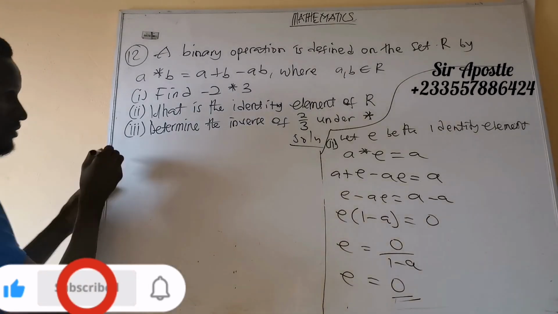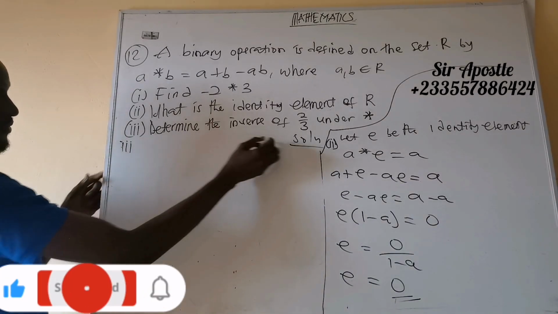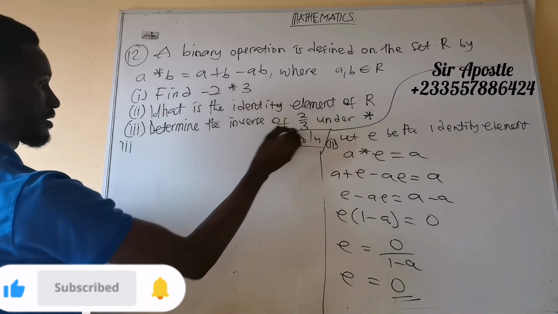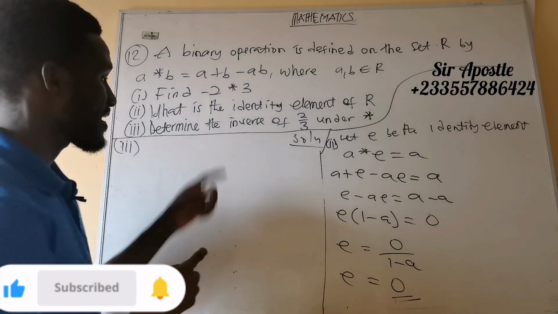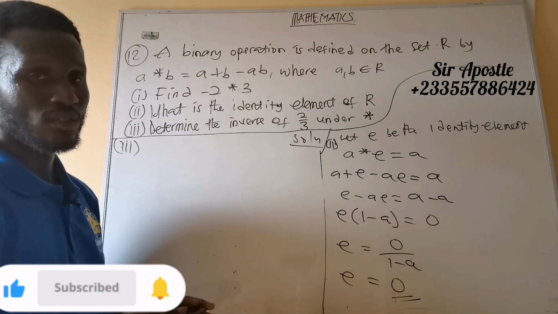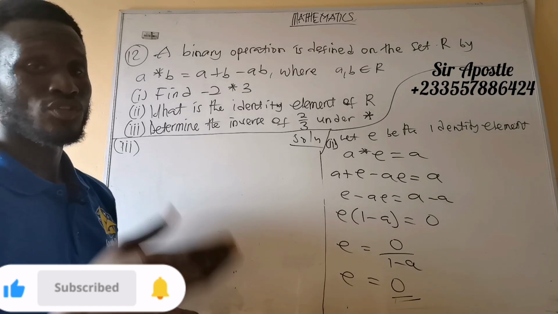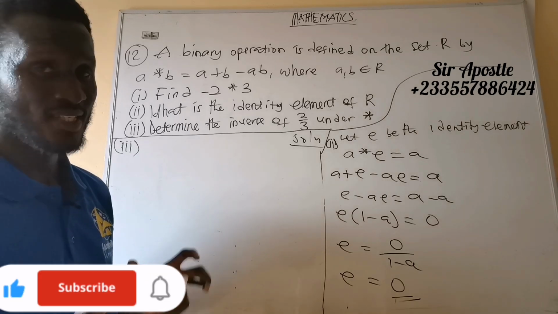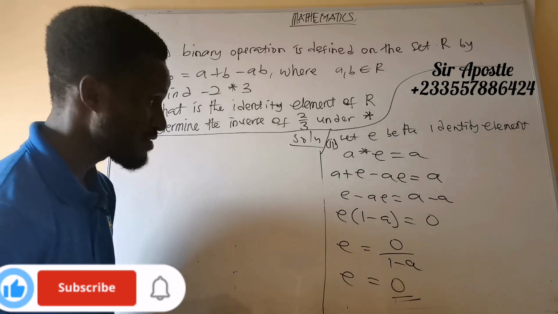Now, say we should determine the inverse of 2 out of 3 under the operation. Now this one we are looking for the inverse. Before then I have to generate the formula for the inverse. Now how do we define the inverse?